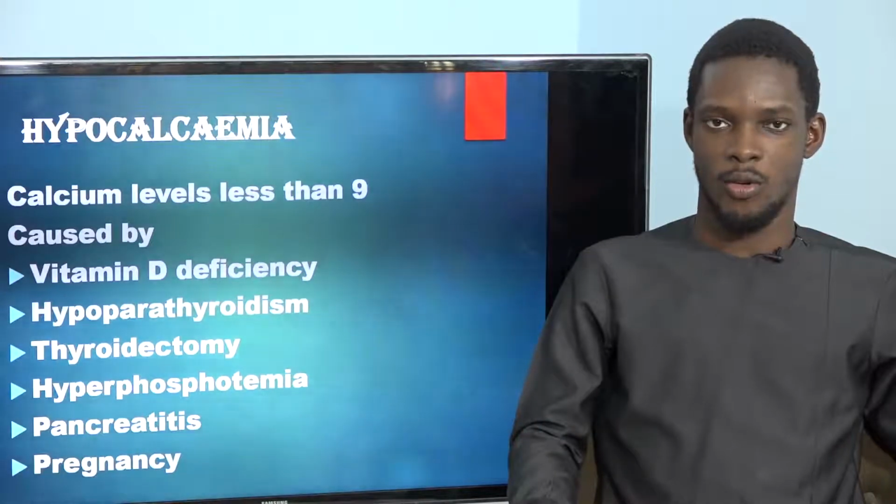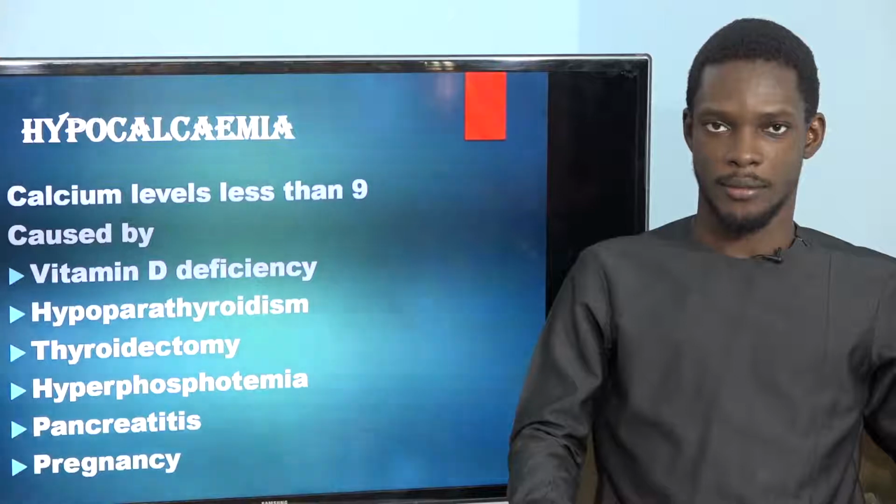When there is a low amount of calcium in the blood, that is calcium levels less than 9, what happens is that calcitonin is released from the parathyroid gland to break down bones and oocytes to release calcium into the bloodstream. And hence, the signs and symptoms that may occur.